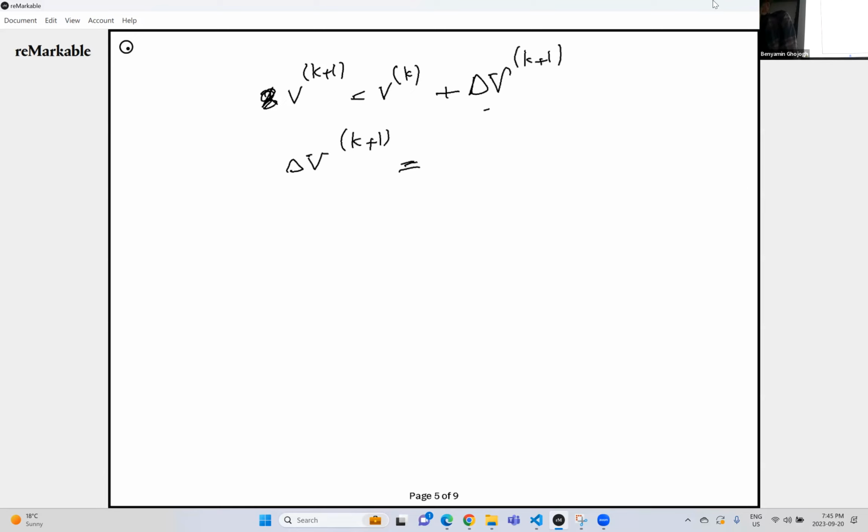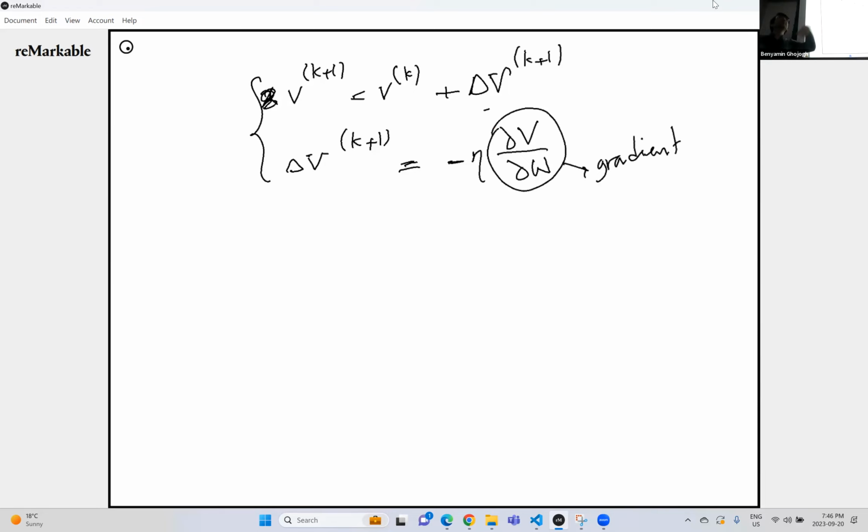In gradient descent it is minus eta, where eta is the learning rate, times the derivative of the cost V with respect to your optimization variable. Assume X, W, whatever. This is exactly gradient descent if you replace this delta V with this. This is, by the way, the derivative, the gradient.